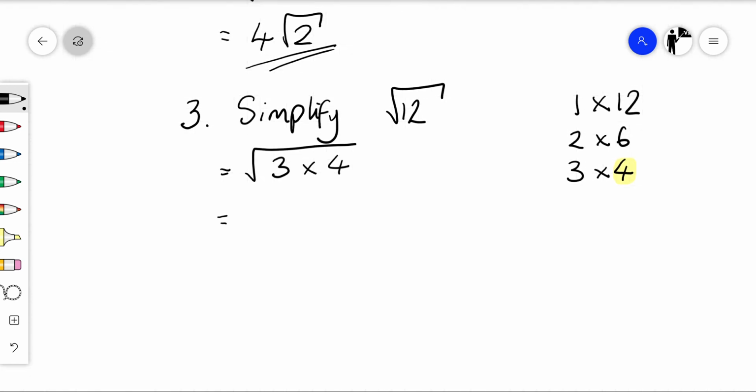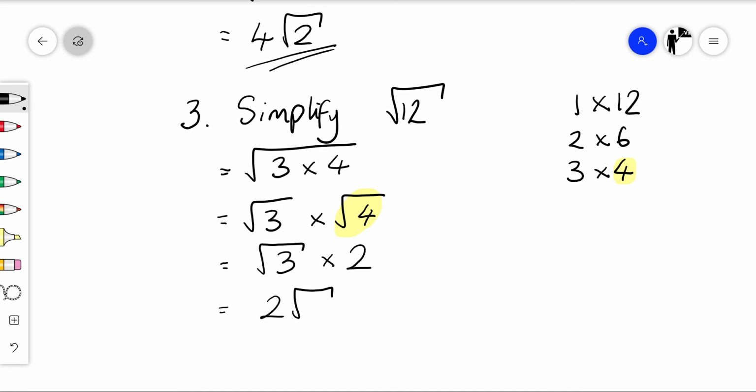which we can split up. We do so because we know what the square root of 4 is. We know the square root of 4 is 2. This is going to become root 3 times 2. So that's 2 lots of root 3.